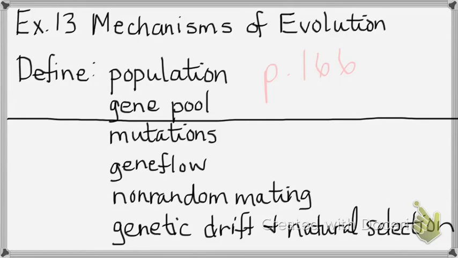Mutation is a mechanism of evolution. Gene flow is how evolution can occur due to these things. And remember, evolution is the change in the genetic makeup of a population. Okay.